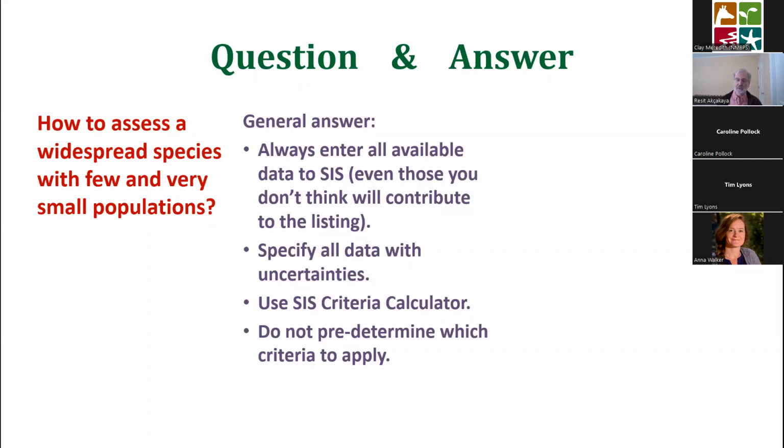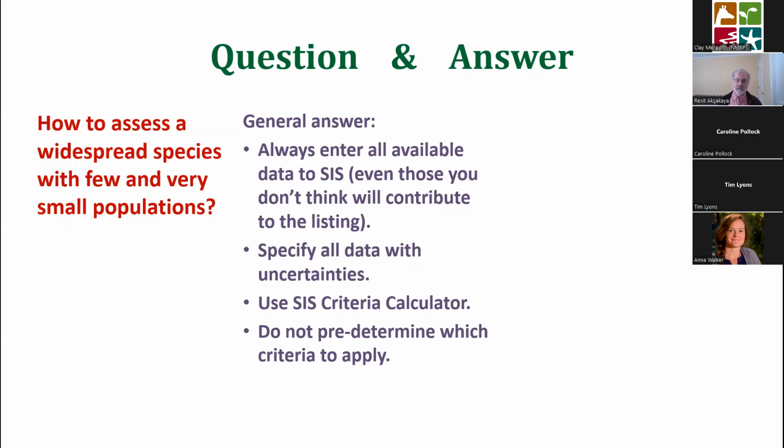First, enter all available data to SIS, and it's important to enter even those data that you don't think will contribute to the listing, because you never know. In combination with other data that you enter, that information may become important. Specify all data with uncertainties, and then use the SIS criteria calculator, which will give you at least an initial response of what the listing should be. And as I said, do not predetermine which criteria to apply. Don't say, okay, I'll use criteria B for the species. That's not in the spirit of the Red List.